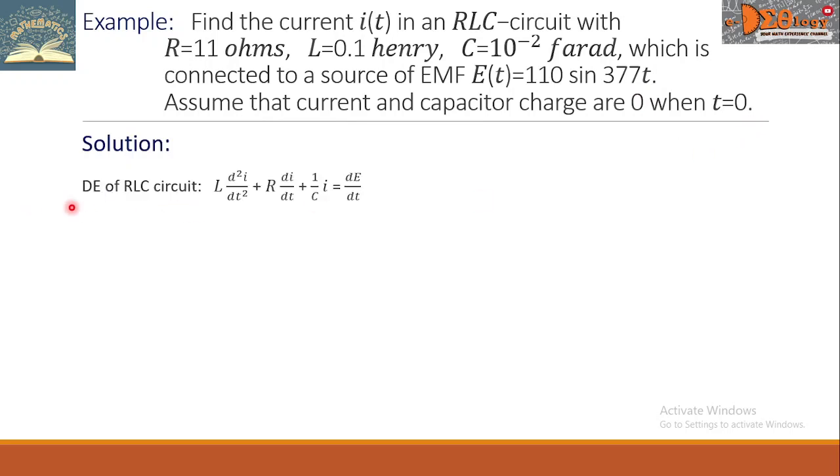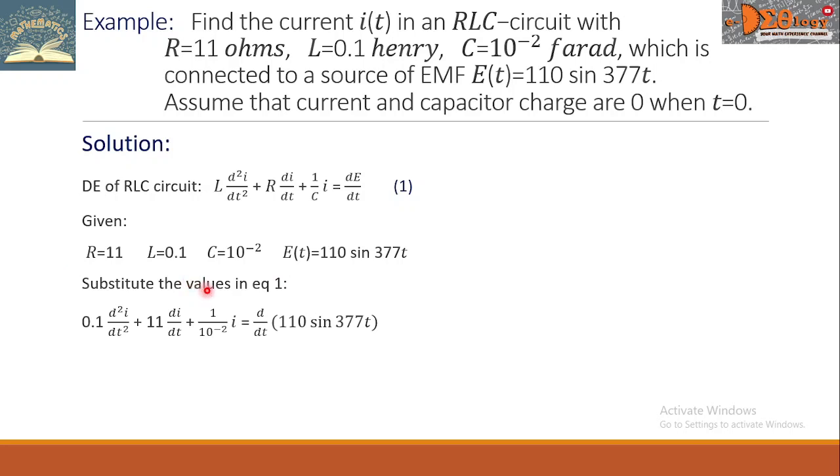Let us write the differential equation of RLC circuit, and it's here. We consider this to be equation 1. Let us write the given, the R, L, C, and the E of t respectively. Let us substitute these values in equation 1. So equation now becomes like this. We can simplify this 1 over 10 raised to negative 2 as 100 multiplied by I.